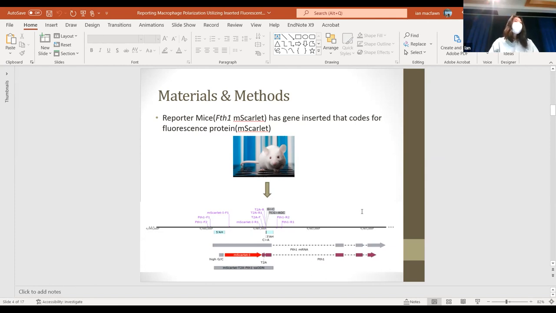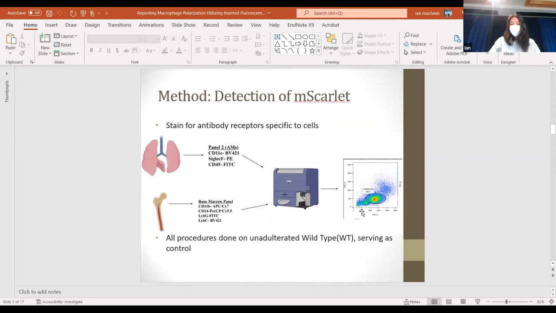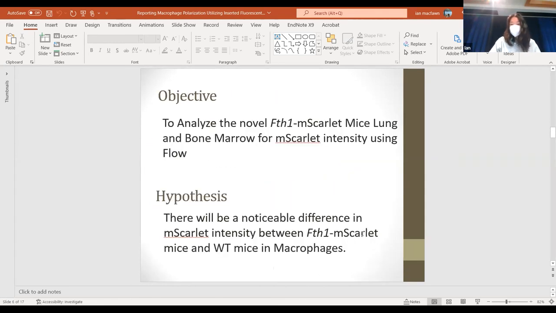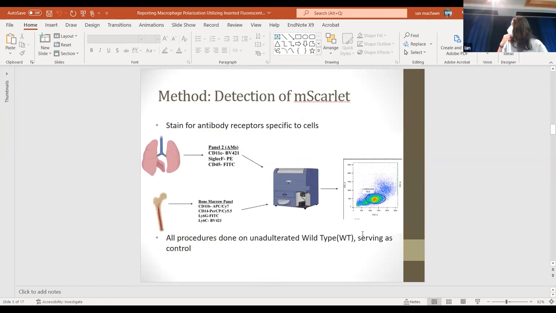But obviously this is great in theory, and we have to make sure that this mouse is working and that our reporter is working. So that's the main focus of my project, which is validation testing. And for this study, we've mainly focused on flow cytometry as our main method.